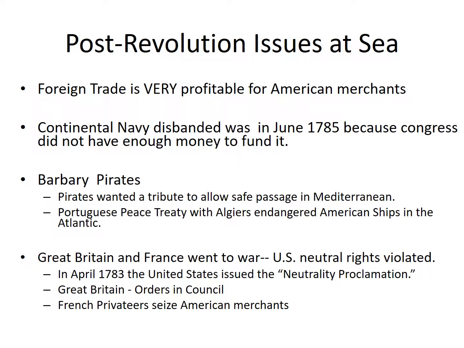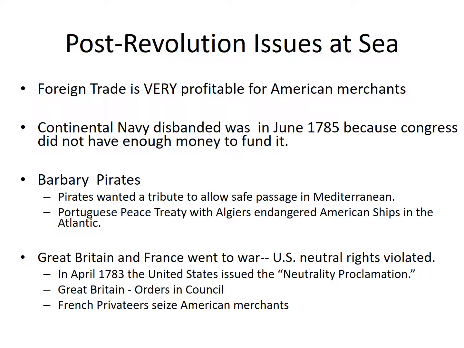But then, after they started up another war with France in 1793, they issued new Orders in Council, and when that was issued, any ships caught trading with the French or any French possession could be stopped or captured at sea.